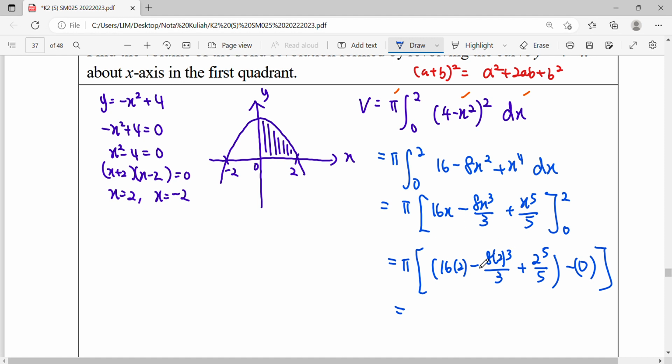Then we evaluate this answer. The pi just follows along. For the volume, we put the unit cubed.